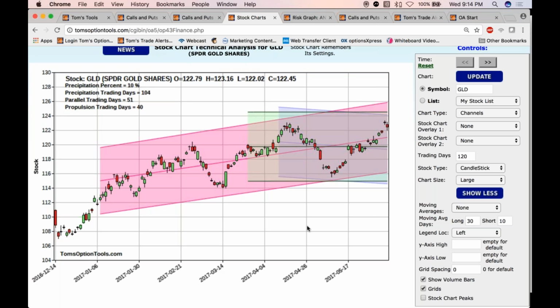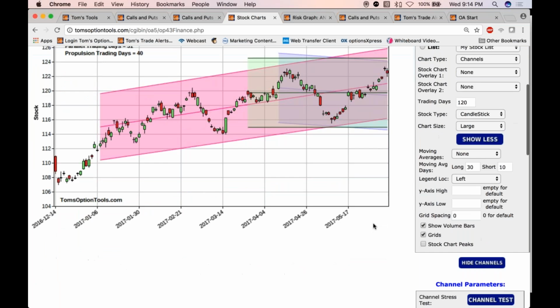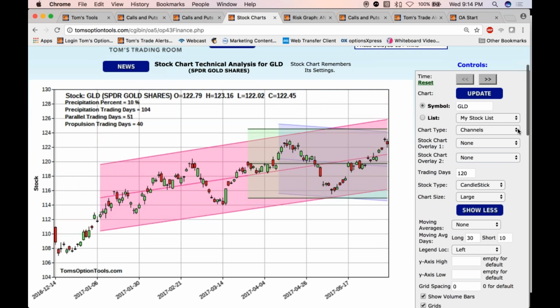But this is great if you're a gold bug, or if you like gold stocks, because gold has been performing quite well the last 2 to 3 weeks, right? And we can do all kinds of other things on here as well. Let's see if I can give you a chart type.